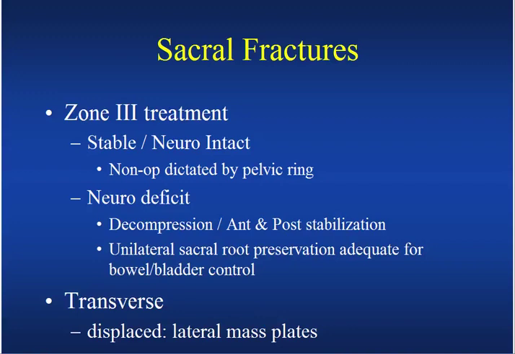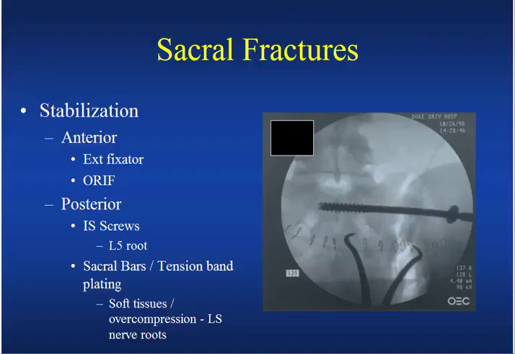Transverse fractures that are displaced need to be treated with lateral mass plates, again, commonly with fixation into the lower lumbar spine. So sacral fractures, anterior injuries can be managed with an anterior external fixator and ORIF. Then the posterior injuries can be treated with iliosacral screws. Again, beware the L5 nerve root.